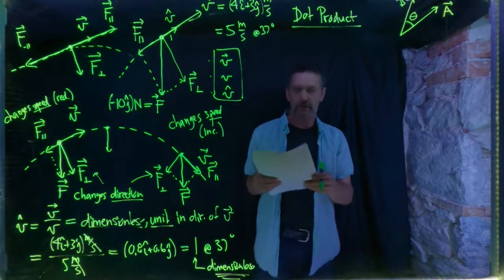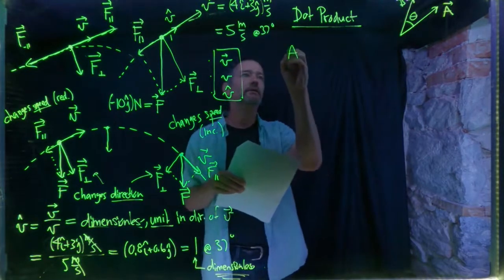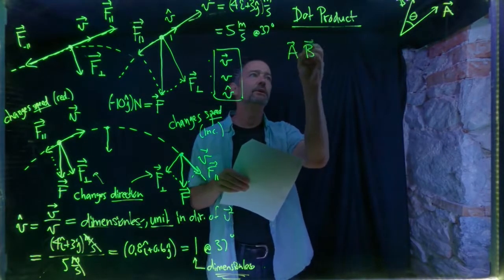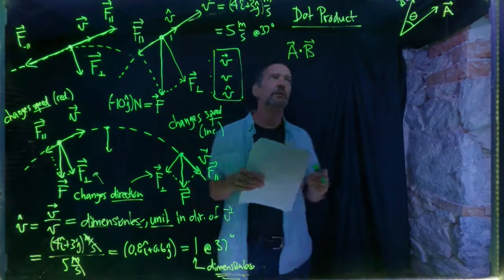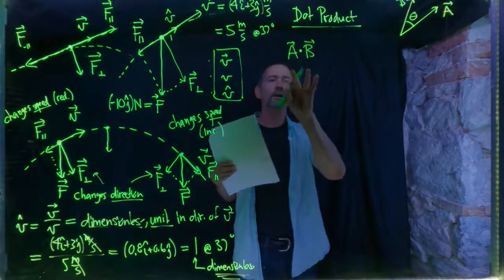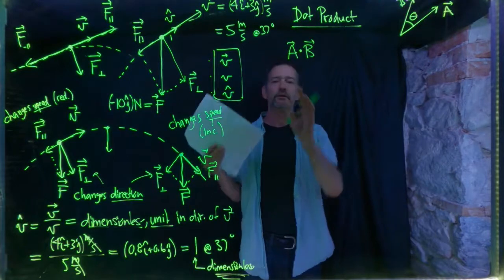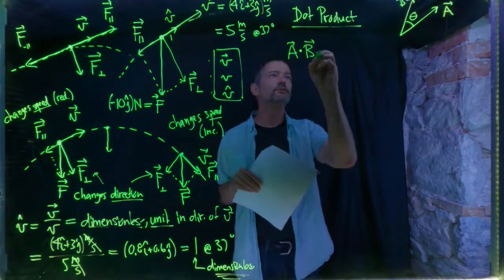And the vector dot product is defined as you write the vector A and you write the vector B and you put a dot in between them. It's called the dot product. And this is a way of converting two vectors into a scalar quantity, so just a number.